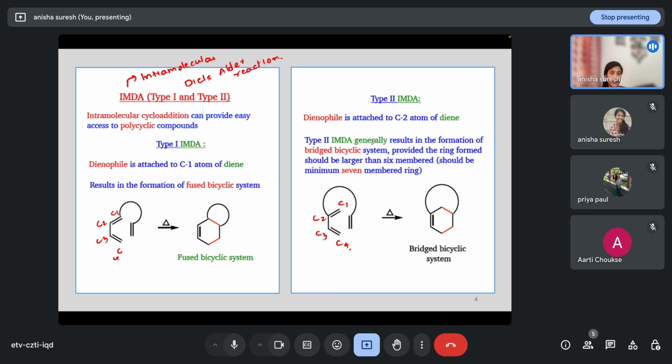The type 2 IMDA generally results in the formation of a bridged bicyclic system, provided the ring formed is larger than a 6-membered ring. So the resulting ring should be a minimum 7-membered ring. It should be larger than the 6-membered ring. Then only will this intramolecular Diels-Alder reaction move forward.